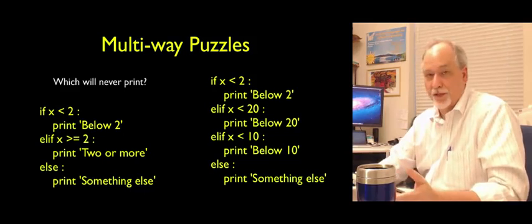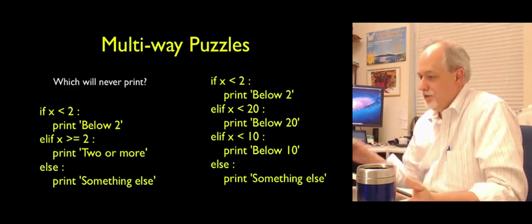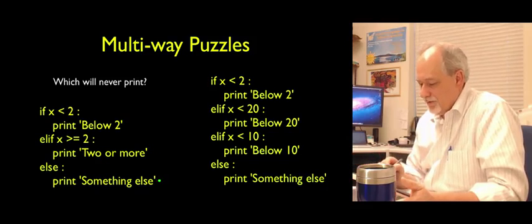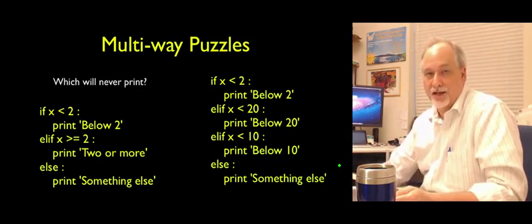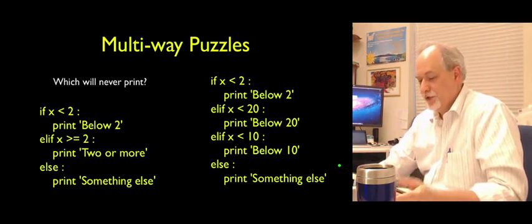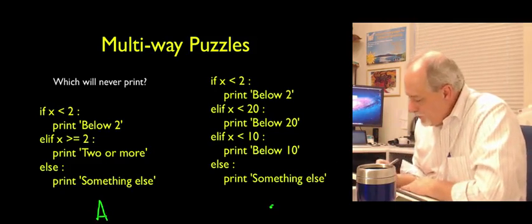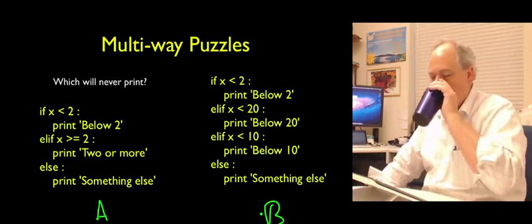And there's two puzzles, and I'm going to stop so you can look at them for a while. And I want you to figure out, in both sides of this, which of the lines will not execute regardless of the value for x. So in both sides there is a line that won't execute regardless of the value for x. Which will never print. There's two problems. Problem A and problem B. Okay, I'll have some coffee while you think.